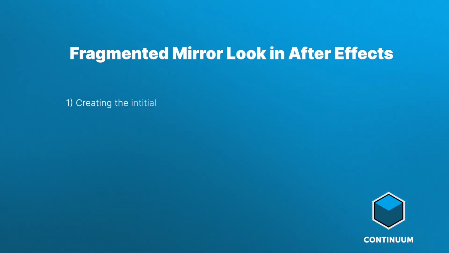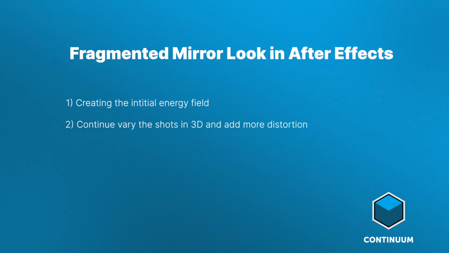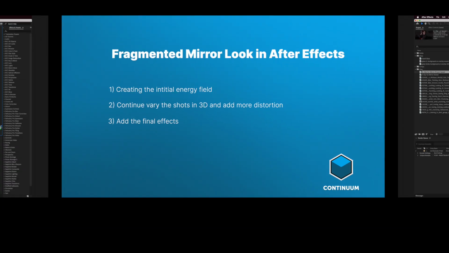Stage 1 is going to be about creating the initial energy field before the fragment, as well as multiple variations of our clip. Stage 2 is going to be about further varying our shots in 3D and then adding distortion to individual fragments. For our final stage, we're going to look at adding the final effects and then further repetition to our composite to really sell the look.